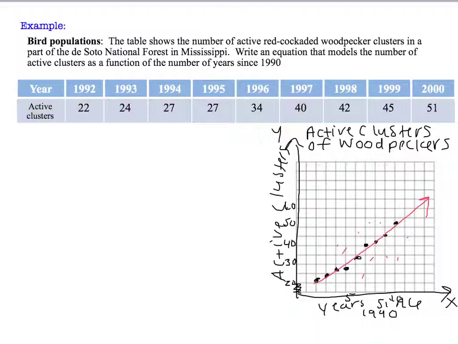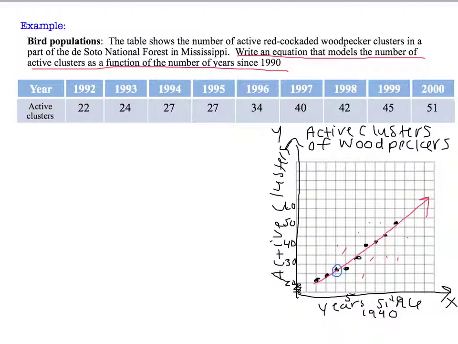So our last step, which is step 4, is to go ahead and make an equation. Our ultimate goal here was to write an equation that models the number of active clusters as a function of the number of years since 1990. So we can actually go ahead and do that. And we do that by finding points. I'm actually going to choose one of them that is on the line, which is right here.